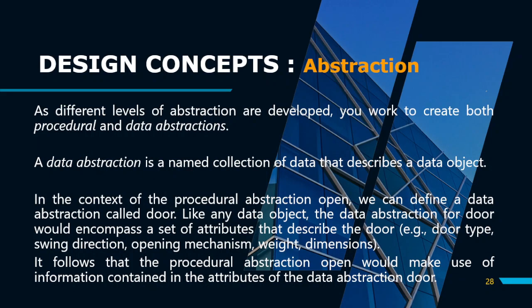Coming to data abstraction, it contains a collection of data that describes a data object. With procedural abstraction we say open the door, which contains a few instructions hidden in the statement. With data abstraction, it contains the data: what kind of door it is, the size of the door, the direction the door opens, the lock type, and so on. These are the measurements or attributes related to the data abstraction.